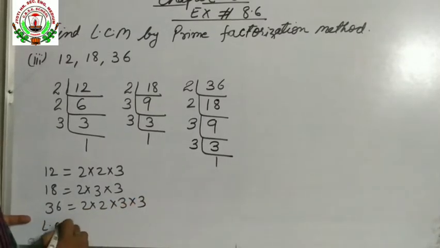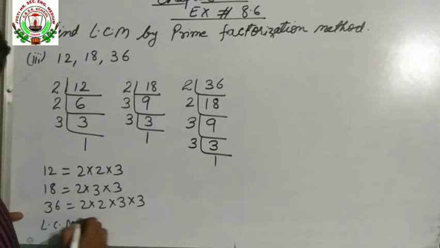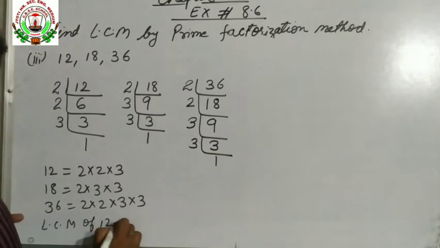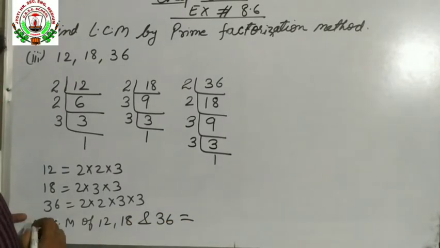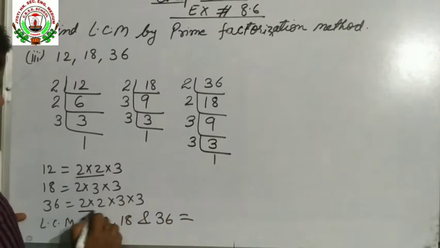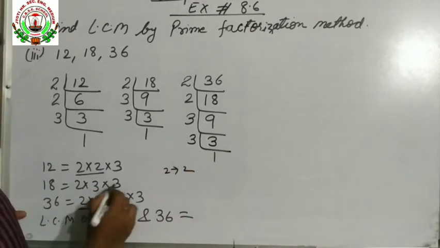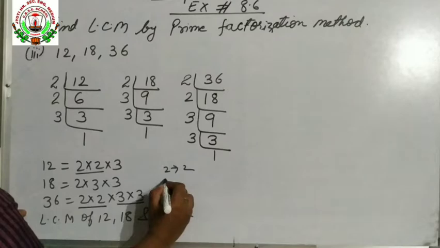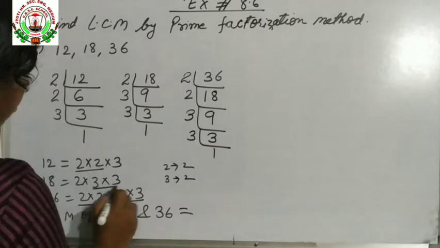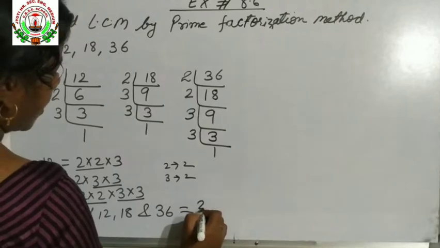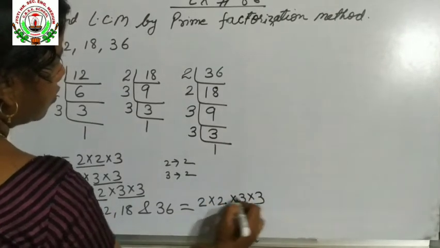Now we will write the maximum number of times each prime number is repeated, that we will choose. LCM of 12, 18 and 36 is equal to. Here you will see 2 times 2. Okay. So maximum 2 times 2 is there. And then 3 is maximum 2 times. Understood? Here also 3 is 2 times. So we will write 2 times 2 and 2 times 3.